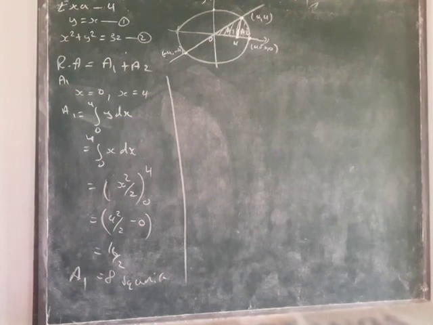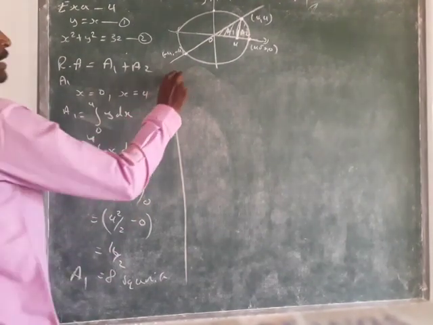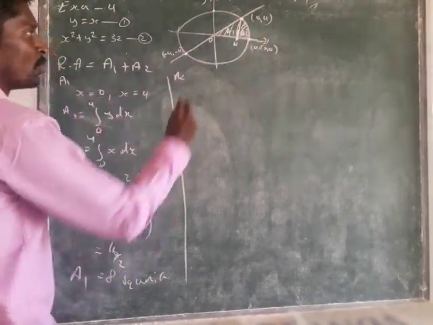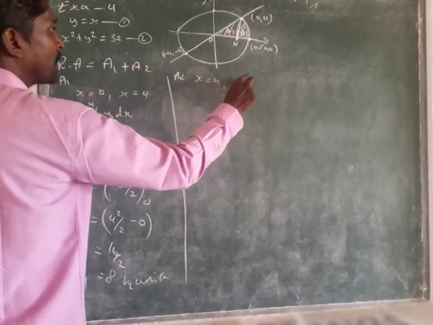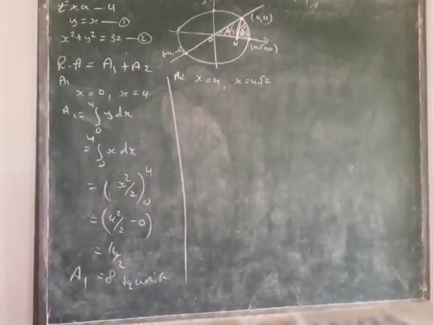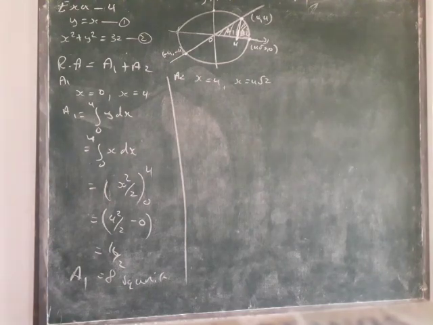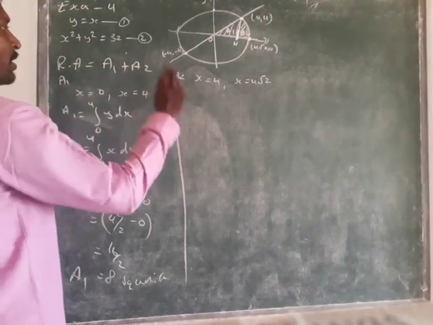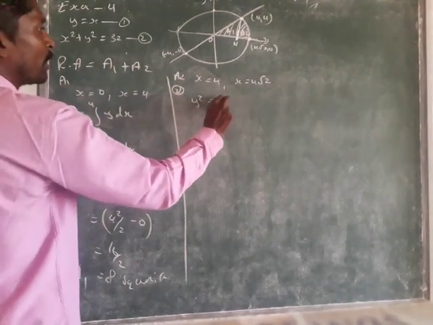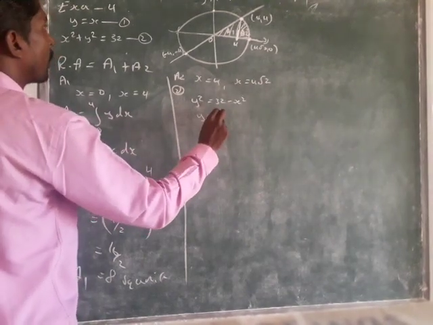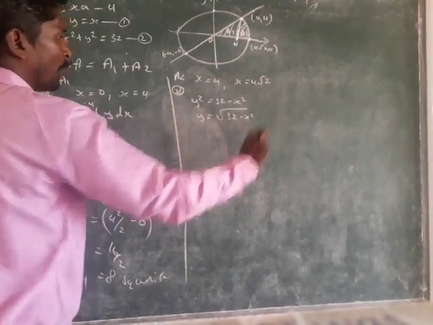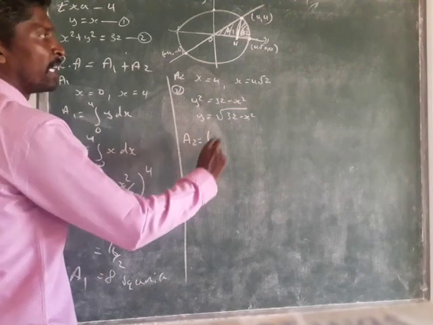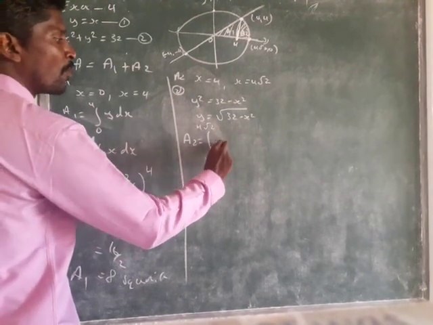Next you want to find the value of A2. When you come to A2, what is the limit? A2 covers the area of the circle, the limit of 4 to 4 root 2. So limit x equal to 4 and x equal to 4 root 2. Within the 2 limits, the circle covers the area above the x-axis. So the limit is in x, then we want to find the function in y. From equation 2, y square equal to 32 minus x square, then y equal to square root of 32 minus x square. Now you want to find the area. A2 equal to the integral from 4 to 4 root 2 of y dx.